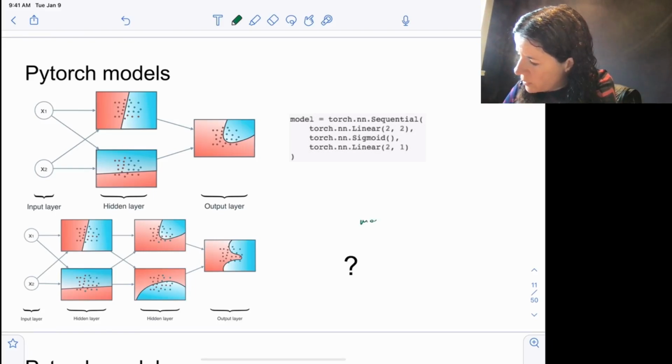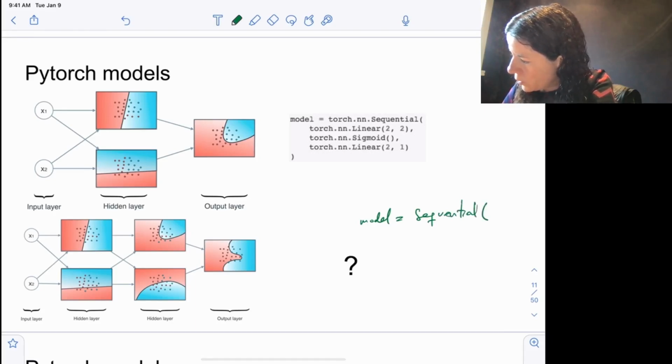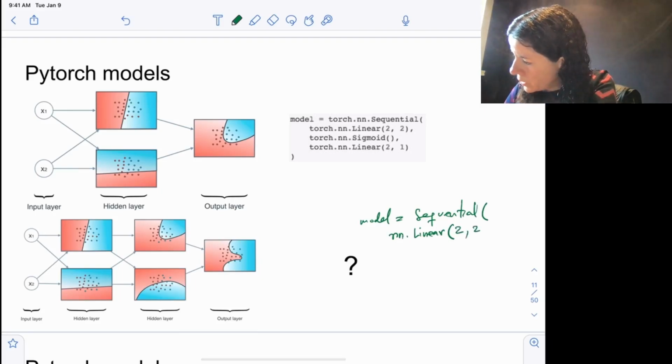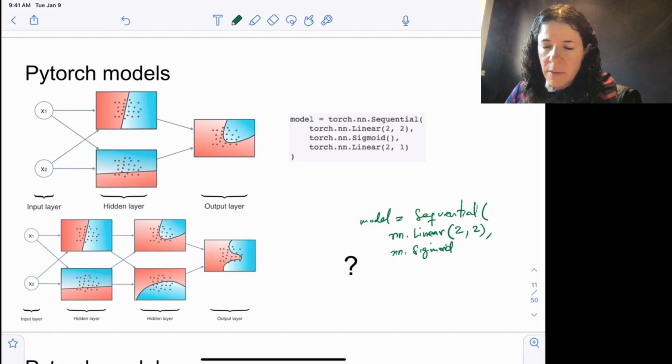You do model equal to sequential. I'm going to omit some of the torch.nn, so nn.Sequential, and then we do nn.Linear. There are two input features, so I'm going to have a 2, and the first layer has 2 neurons, so we're going to have a 2 here. And then we have a sigmoid, or you can use any other activation function you want.